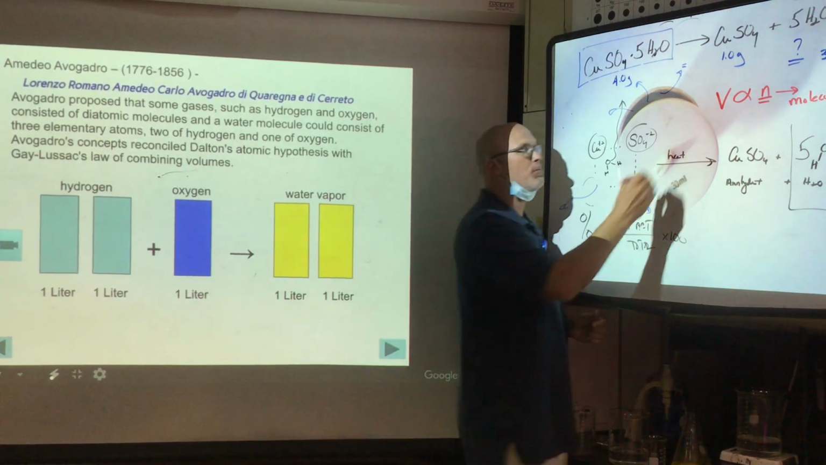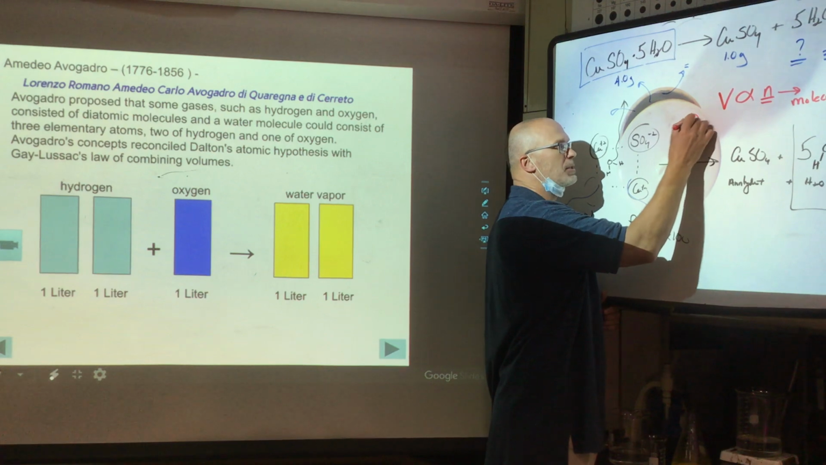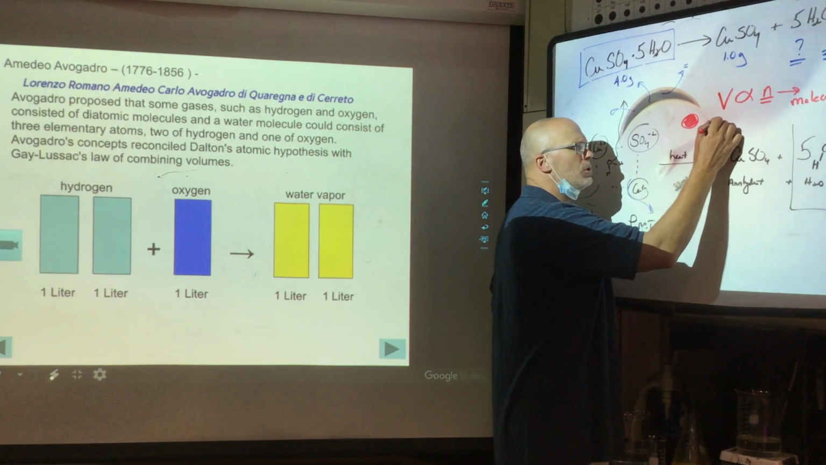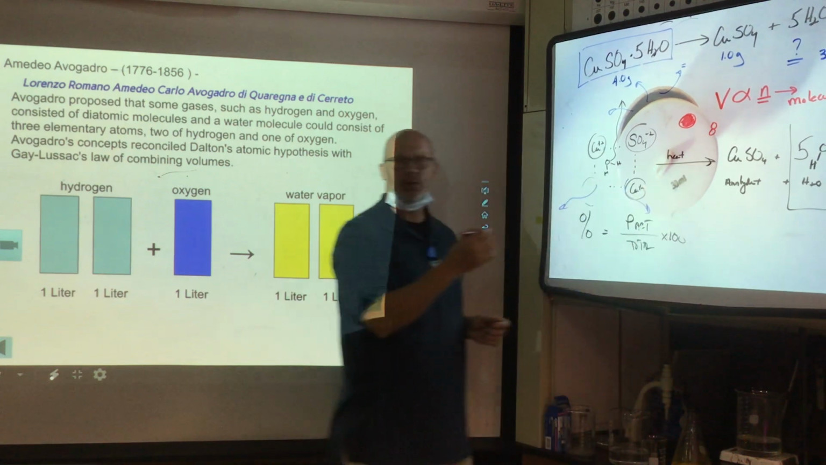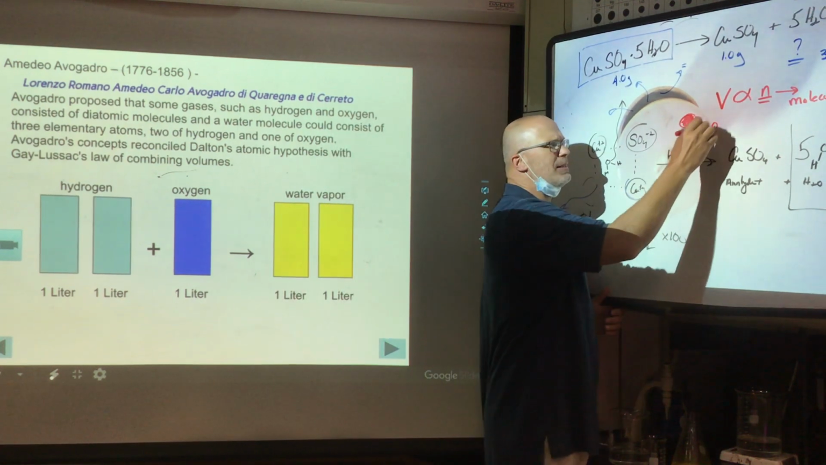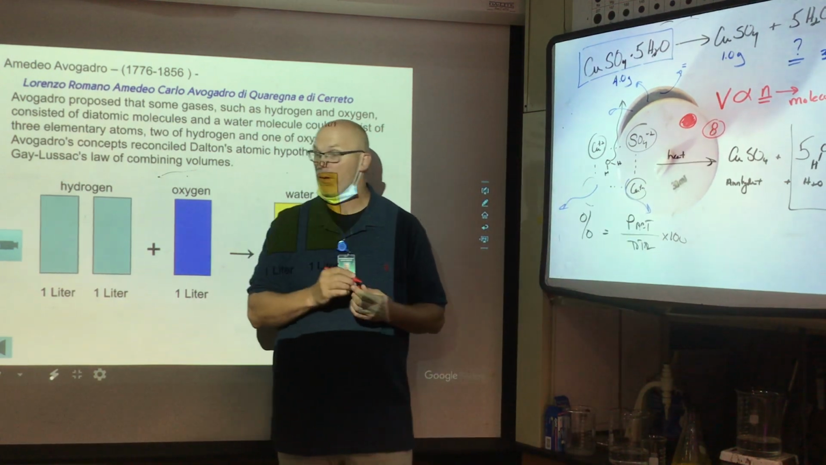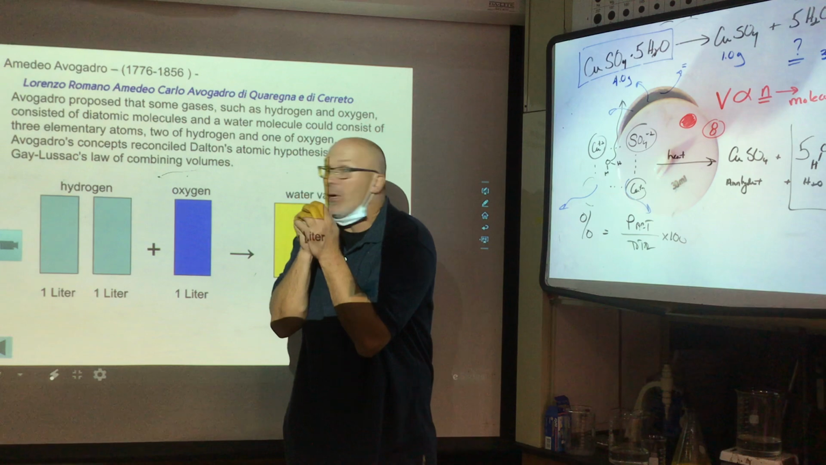A particle could be a single atom, like argon, which doesn't bond with anything, so it hangs out by itself. Or a particle could be two or more atoms bonded together. This acted as a single particle. That was really important.